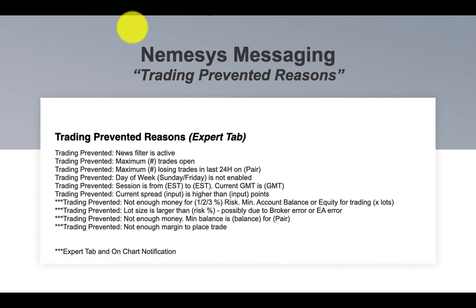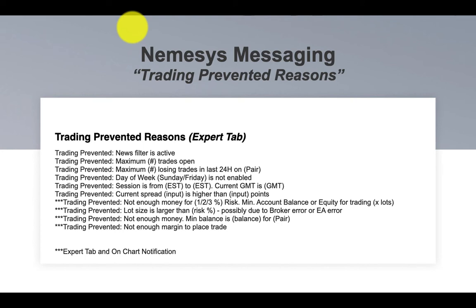Next, trading prevented. Current spread input is higher than input points. All right. So the points is 400 is the default. You can put it lower. You can also put it higher. It's up to you. I recommend 400 or lower. All right. 400, 300, 200, somewhere in that range is a good range. So if you get a diamond on your chart for where an entry is at, but the spread is higher than what you have selected in your settings, it will not take the trade and it will let you know. And that's in the experts tab.